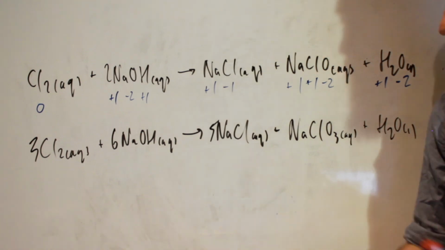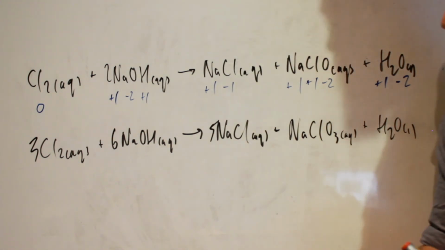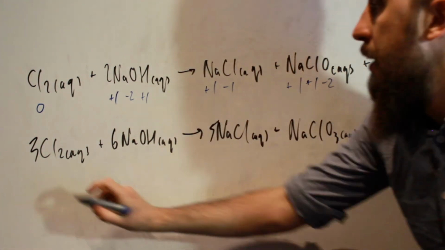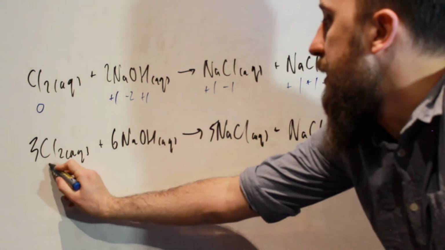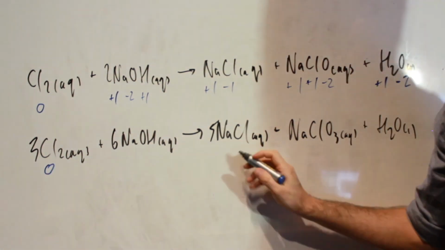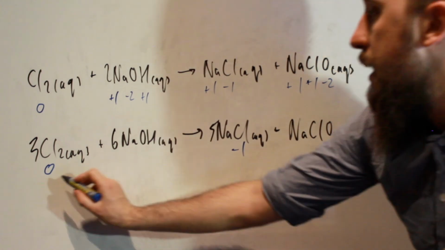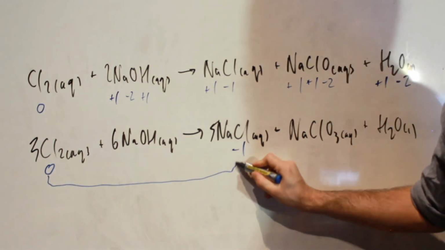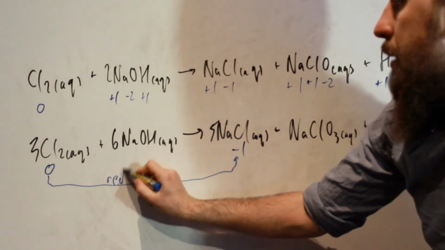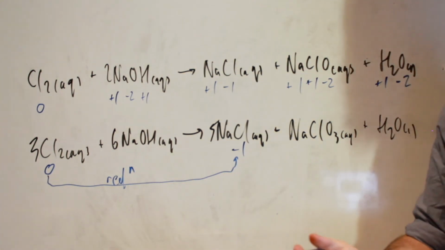So let's do the same thing that we did before. Let's just focus on the chlorine though, because we know this is a disproportionation reaction. So let's see the oxidation numbers. Let's start with a 0 over there. It's going to be -1 over here. So straight away we can see that we have our reduction. We're getting more negative, we're gaining electrons.